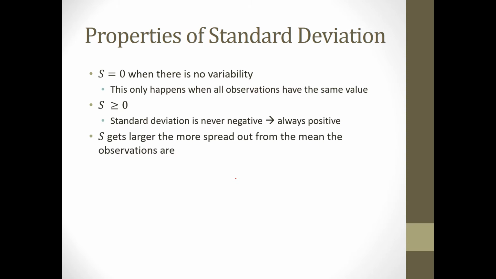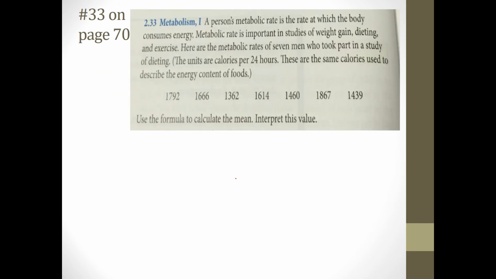The larger S gets, the more spread out from the mean the observations are. The smaller it gets, the closer together the observations are. So let's look at an example. This is page 70, number 33.